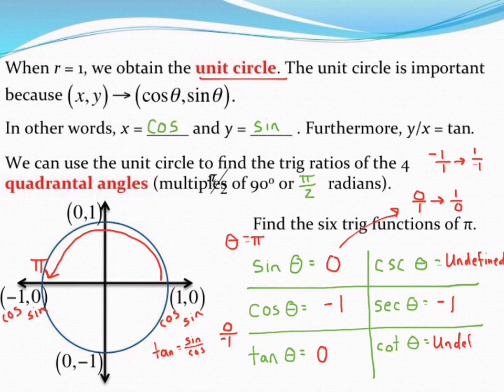When you're working with a quadrantal angle, you're only going to get 4 possible answers. It's either 1 or -1, or 0 or undefined. But we did this all without using our calculator, just taking a look at the unit circle.